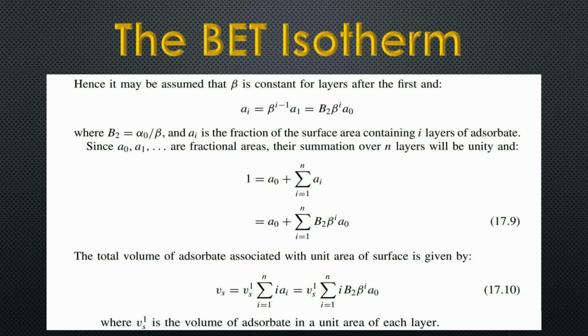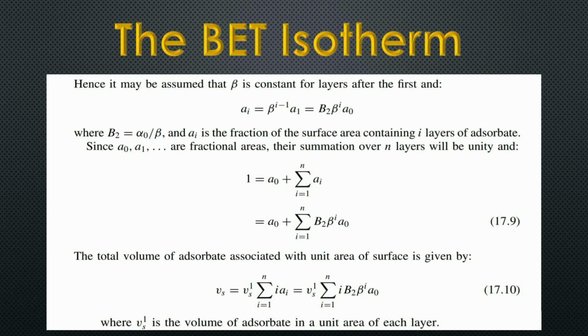Hence, it may be assumed that beta is constant for layers after the first, and A sub i is equal to beta raised to i minus 1 times A1, or B2 beta raised to i times A0, where B2 is equal to alpha 0 over beta, and A sub i is the fraction of the surface area containing i layers of adsorbate.